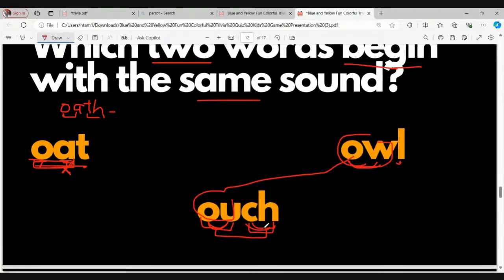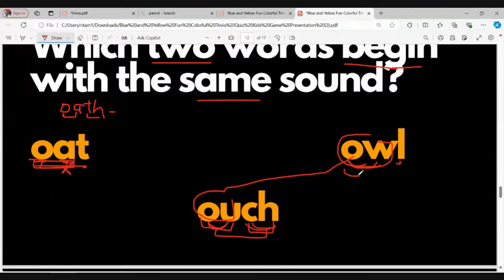So when we feel a pain, maybe on our hands, at our head, or we have hit a place on our body and it's hurting, we say ouch. It's a way of expressing that we are feeling pain.